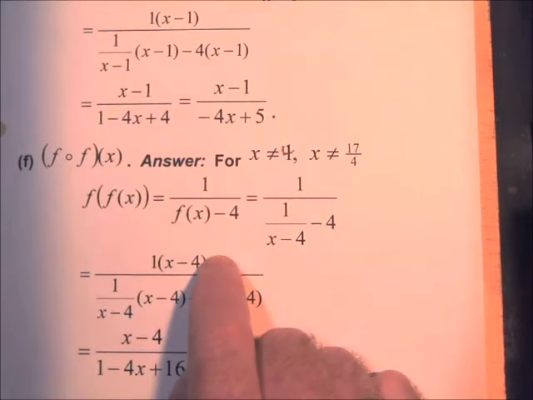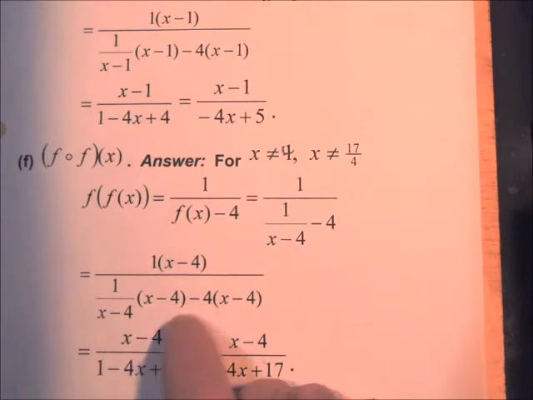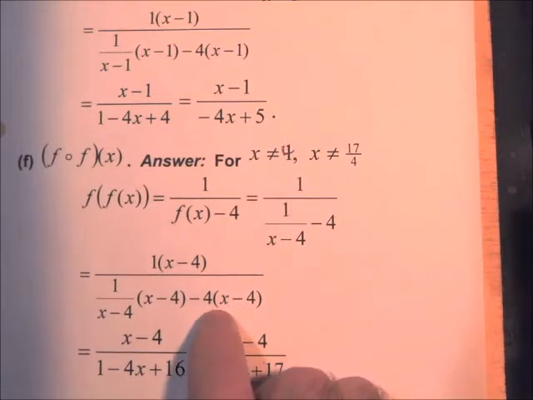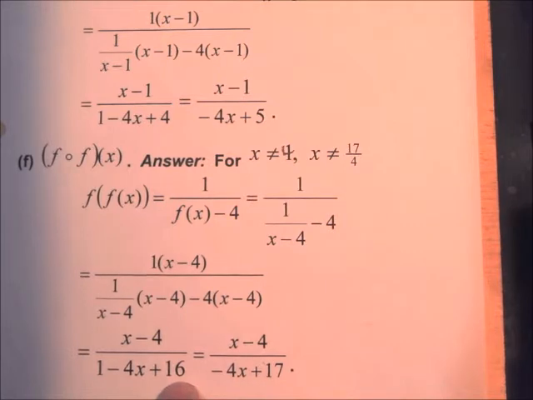So multiply each term by x minus 4. So 1 times x minus 4 is x minus 4. The bottom left, the x minus 4s will cancel, we'll just have 1. And in the bottom right, we want to distribute the negative 4, and that'll give us negative 4x plus 16. And then if we combine like terms, 1 plus 16 is 17, and so the answer is x minus 4 over negative 4x plus 17.